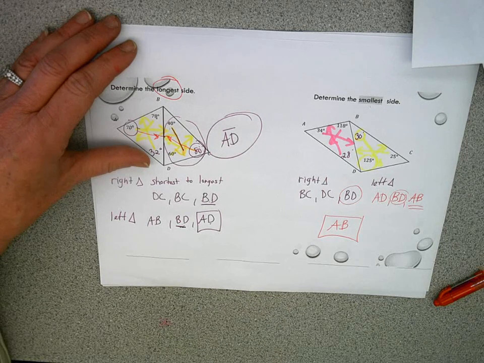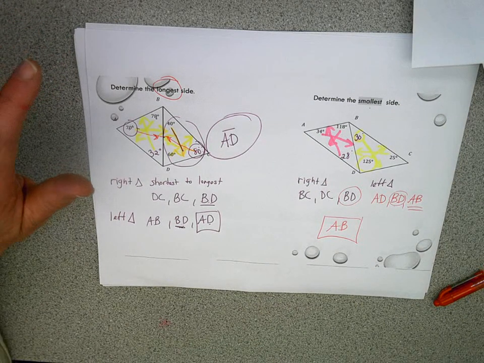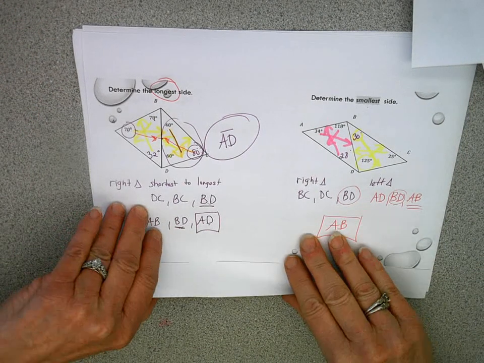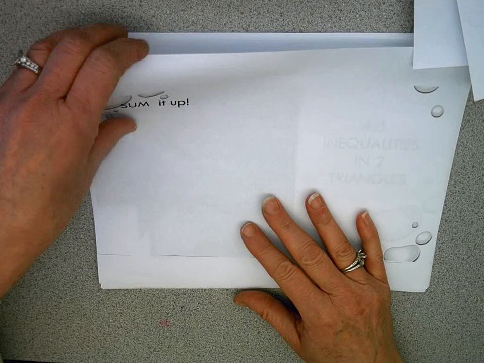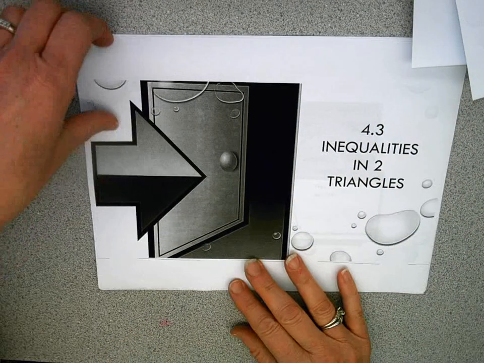Okay, once you're done with that, if you want to write anything at the bottom, you can. Let's go to the next part. Inequalities in two triangles. This is called the hinge theorem.